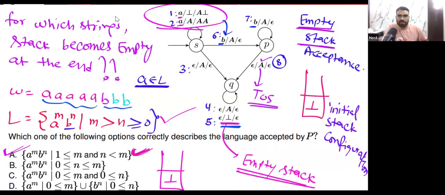Is this point clear? Please tell me. Option a will be correct, because m is greater than n, and n is at least 0, so m is greater than 0. So I can say m is greater than or equal to 1. Number of a is at least 1. So your answer will be option a.